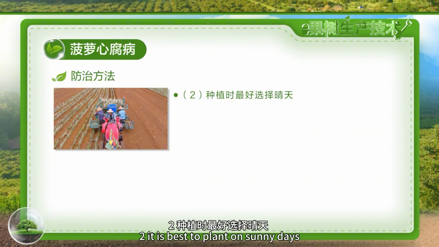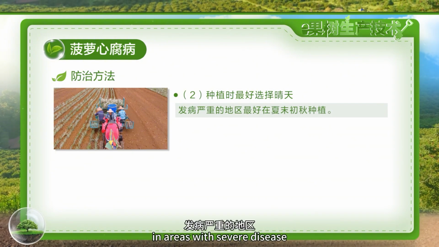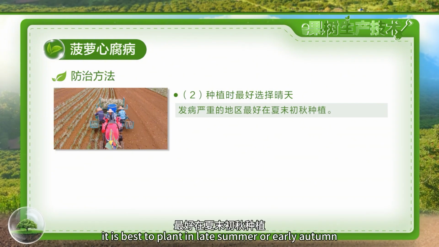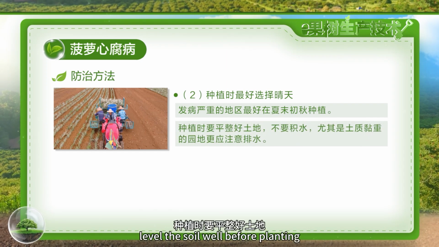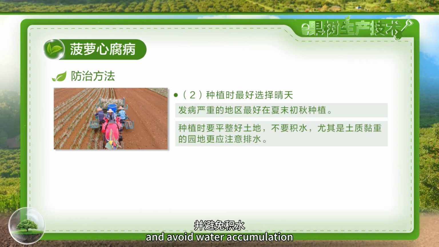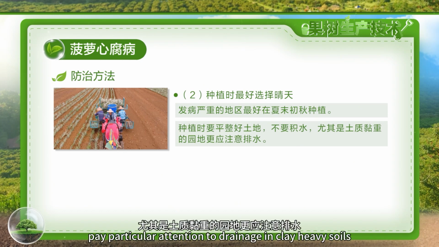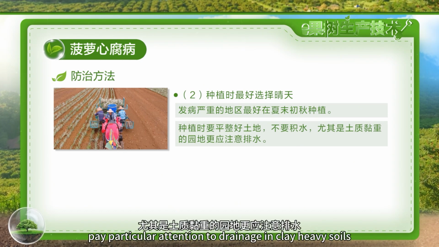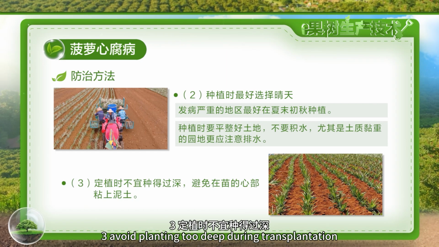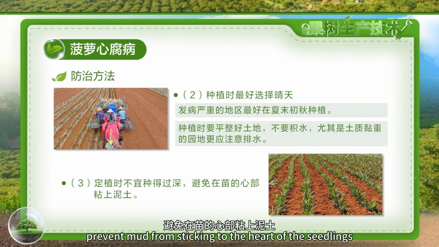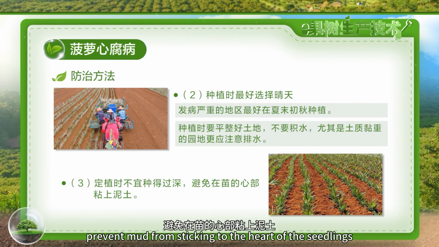2. It is best to plant on sunny days. In areas with severe disease, it is best to plant in late summer or early autumn. Level the soil well before planting, and avoid water accumulation. Pay particular attention to drainage in clay-heavy soils. 3. Avoid planting too deep during transplantation. Prevent mud from sticking to the heart of the seedlings.